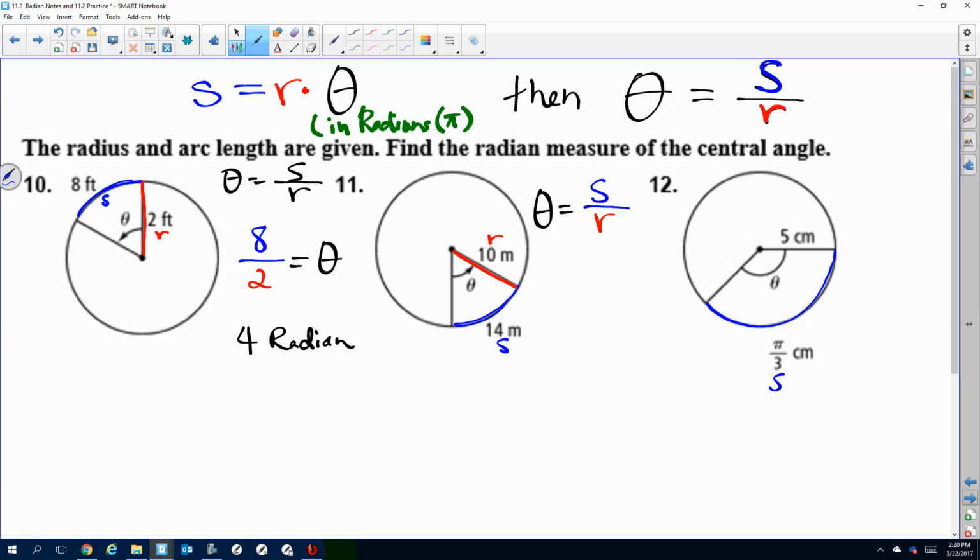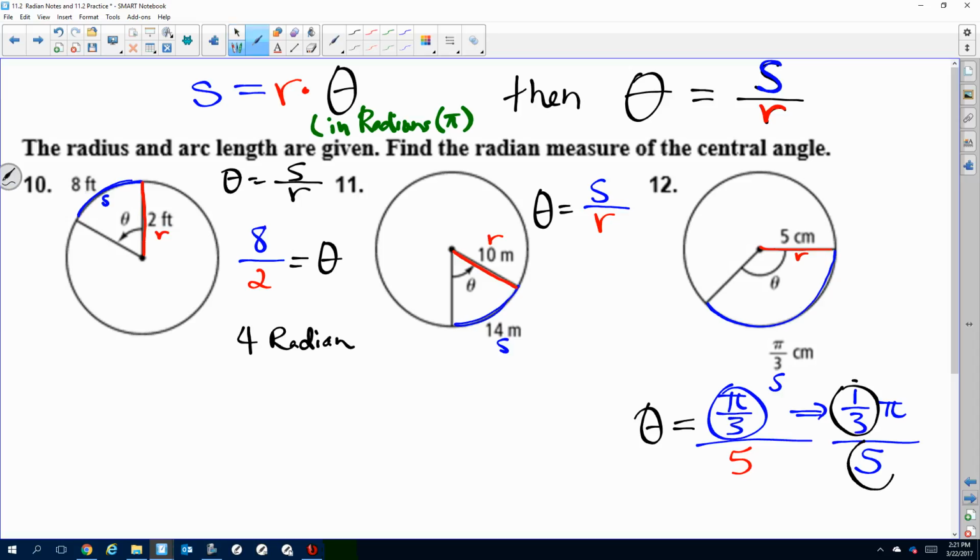That's our S, and our radius is our 5. So when I get to my theta, I'm taking the pi thirds and I'm dividing it by the 5. So remember how we said different ways we can write it? We can write it as a fraction times pi. So this is the same as 1/3 pi, and then we're dividing by 5. So really what I'm trying to do is I'm trying to say, what is 1/3 divided by 5?